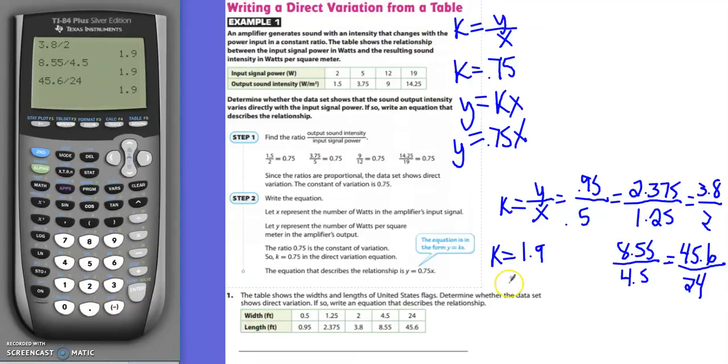Okay, so we have k is 1.9. If we write it in the y equals kx format, we have y equals 1.9x. All right. And this is a proportional relationship because they are all the same constant rate of change, and it does pass through the origin and is a straight line. Let's take a look at the back side.